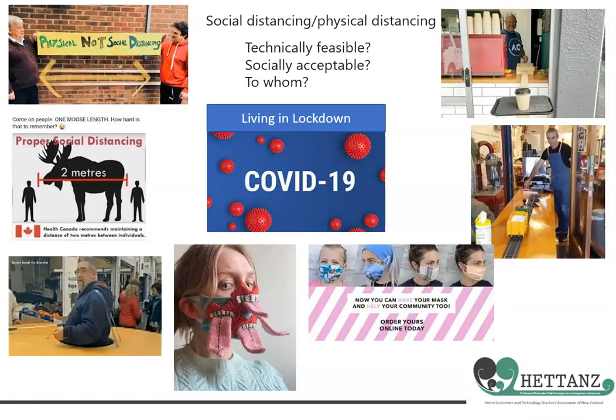A brainstorm is a useful way of capturing a lot of ideas and information in one go. So with my context of living in lockdown, I've looked at the issue of social distancing and physical distancing. And what I'm showing here is a collection of images which show other people's responses to problems arising as a result of that issue. So the questions that also have to be applied to these possible solutions are not only are they technically feasible, but are they sociably acceptable, and to whom?